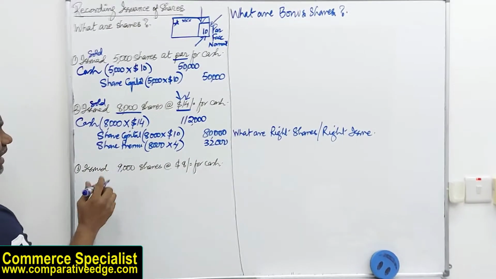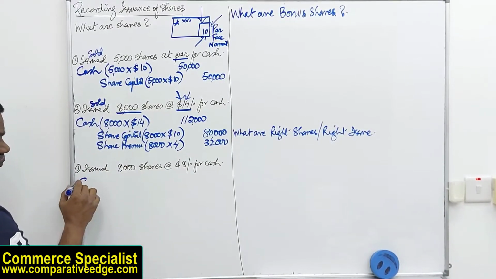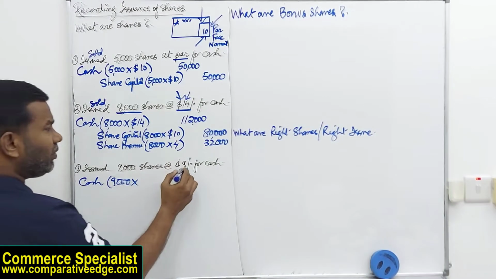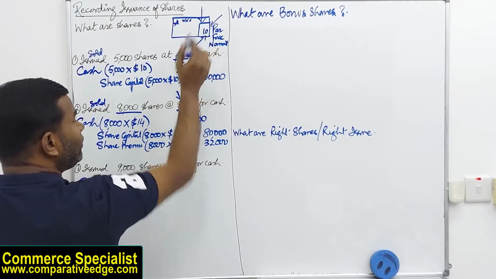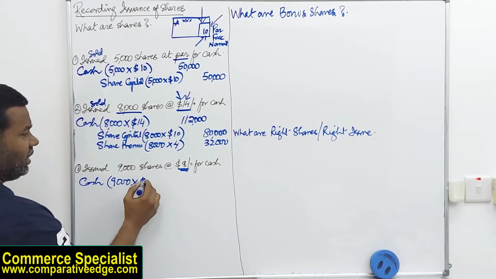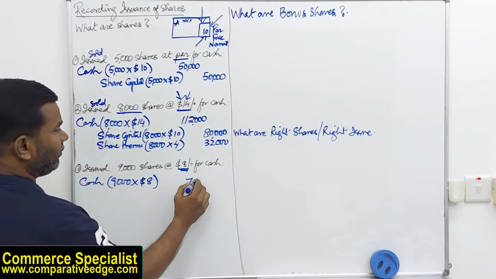Finally here, we are selling 9,000 shares. So cash will obviously be debited. We are selling 9,000 shares. We are selling for how much? $8. Although the face value is 10, we are selling for 8. So cash will always be debited with the selling price. Number of shares into the selling price is 8. So this will give you 72,000.